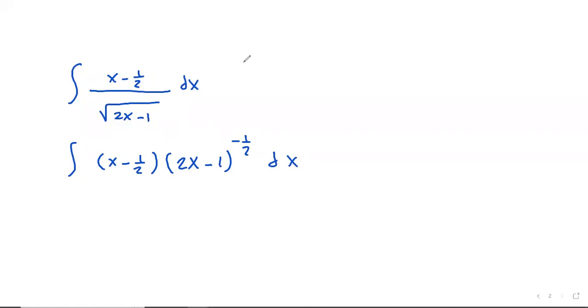We can multiply this bracket by 2. 2 multiplied by x minus half will be 2x minus 1. So multiply by 2 here and multiply by half, because half times 2 is the same. I didn't change anything in the question. So here it will be half.